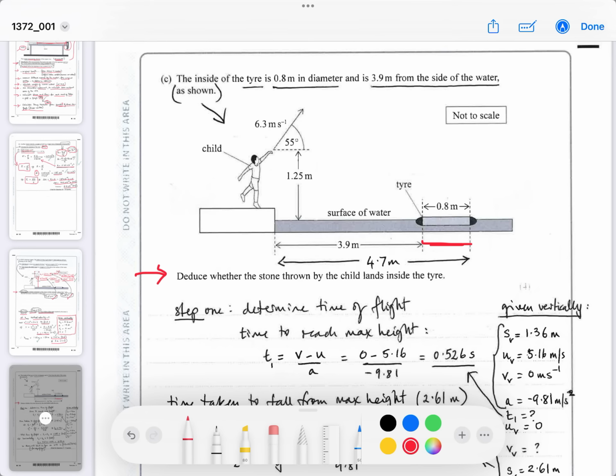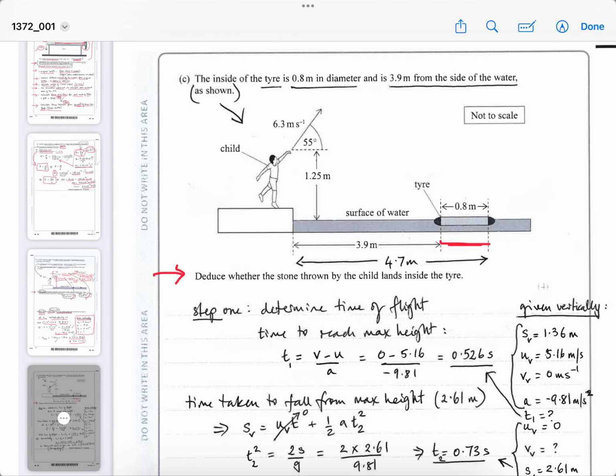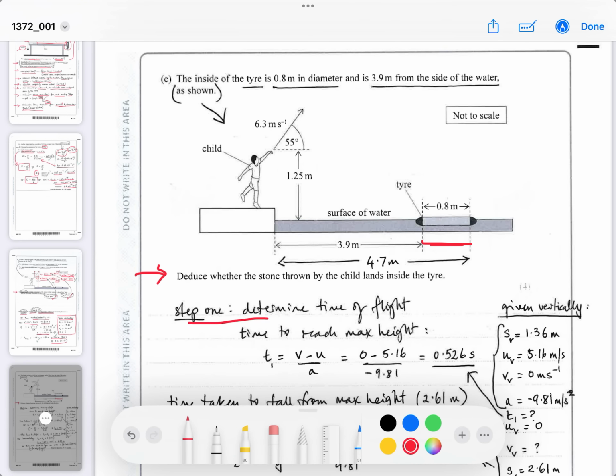Well, we know the height that it gains before it starts to come back down again from the previous question. We worked out the maximum height above the surface of the water, and then we've got to work from there and see how much more time it will be in the air for. So we've got to now work out how much time it's in the air for. Step one is always to determine the time of flight. Again, we're working on the vertical motion.